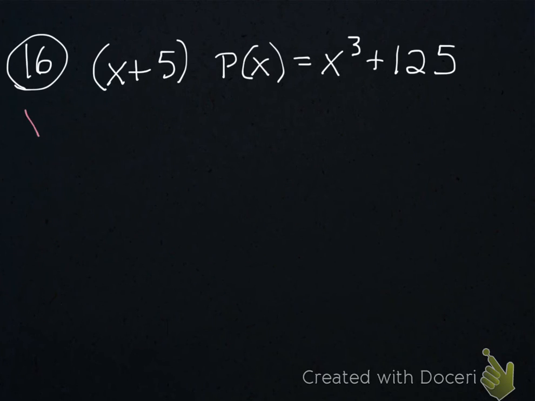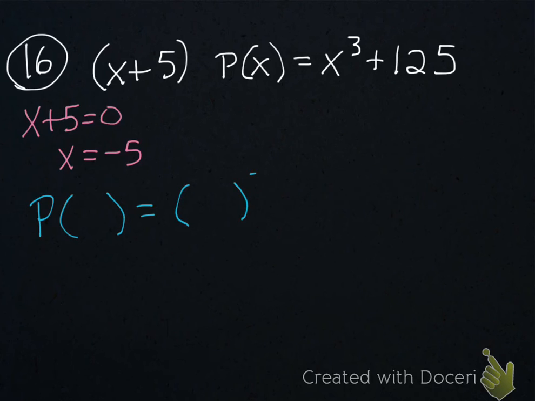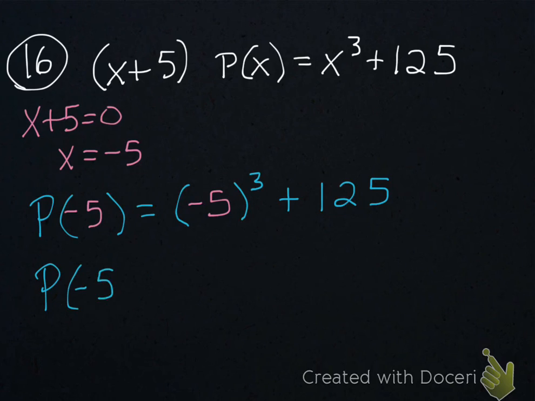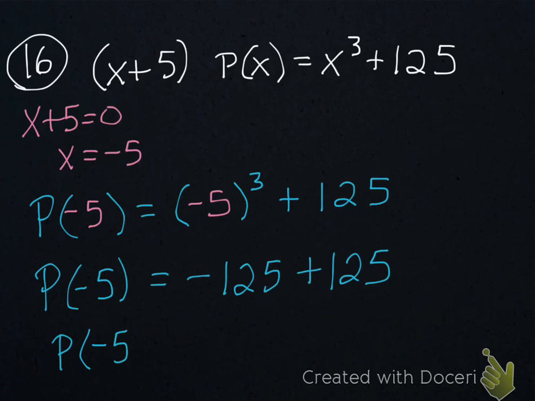Number 16. Set the divisor equal to 0. X plus 5 equals 0. So x equals negative 5. Now take your p function and put parentheses everywhere there's an x. Parentheses cubed plus 125. Now plug in your x. Negative 5. So the p of negative 5. Let's simplify. P of negative 5 equals, well, negative 5 cubed is negative 125. Add that to 125 and you get 0.